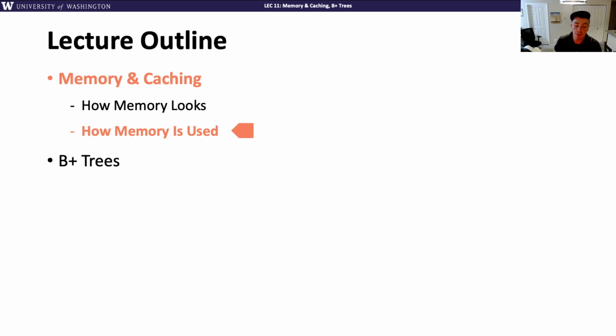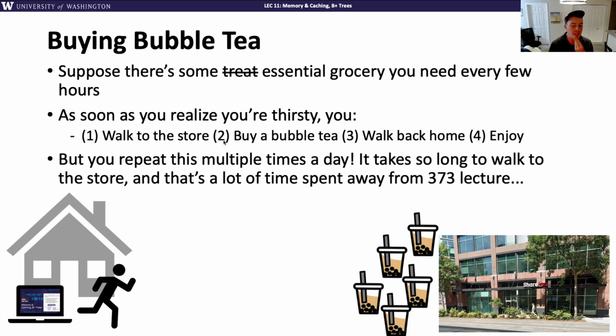What I want us to talk about in this video is a few more complexities that come up with how the computer is organized, and how this impacts the performance of our programs, so how memory is actually used. I want us to think of memory by analogy of going out to the store. Suppose there's some essential grocery you need, and maybe you're not the best planner, and you have to go get it every few hours.